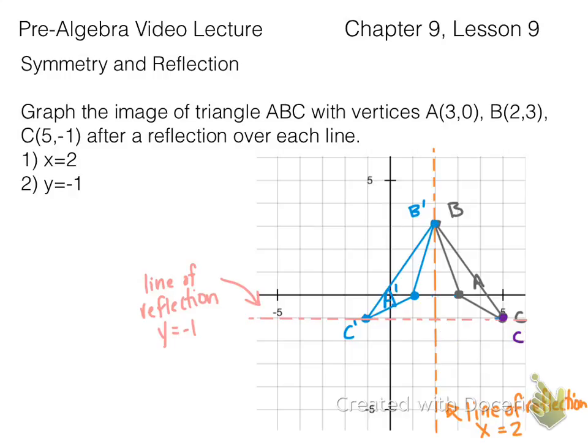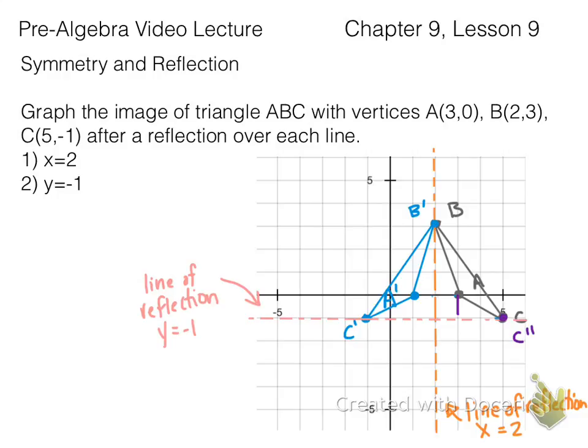Okay, so point C, the original point for C, is right on the line of reflection. Therefore, C prime is also on the line of reflection. A, and notice how I'm calling it double prime, that's because this is the second image I'm doing. Just remember the notation from the last lesson.